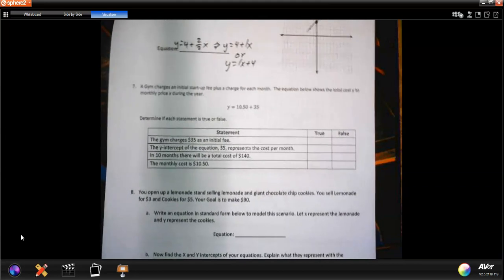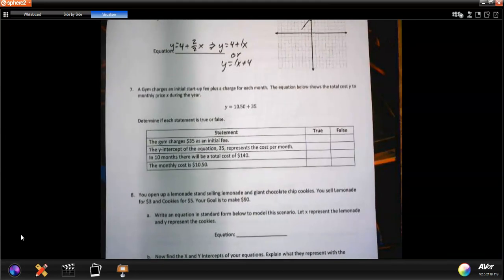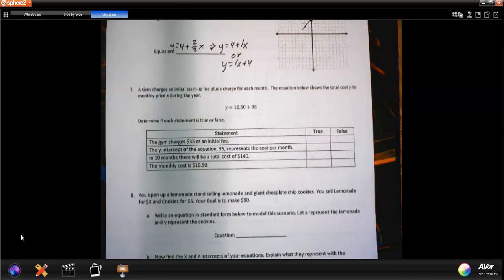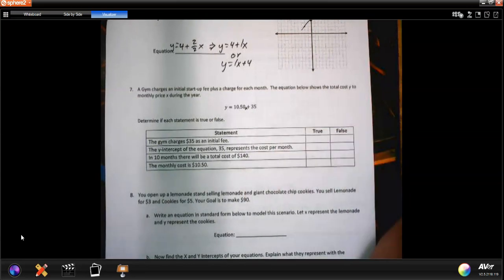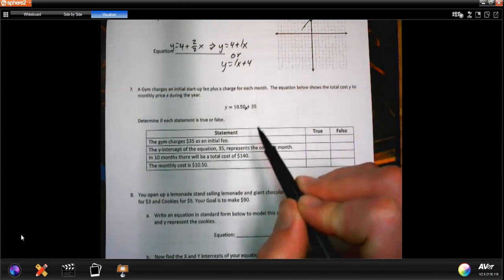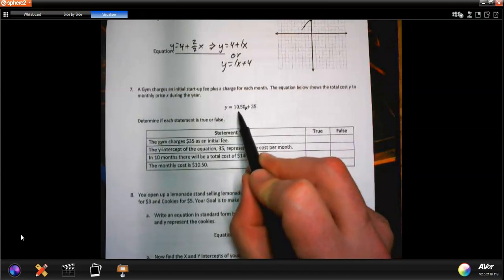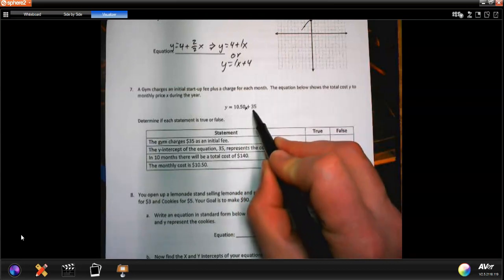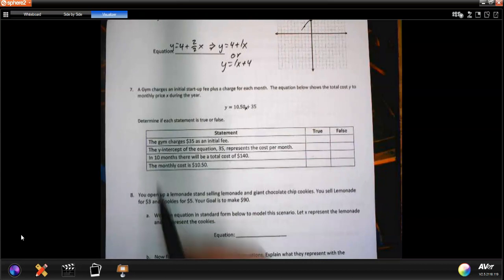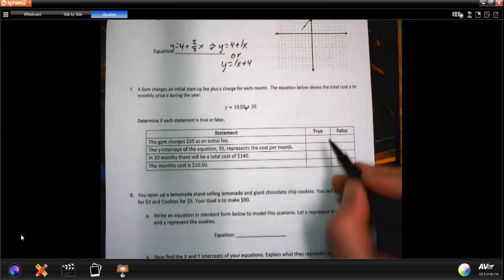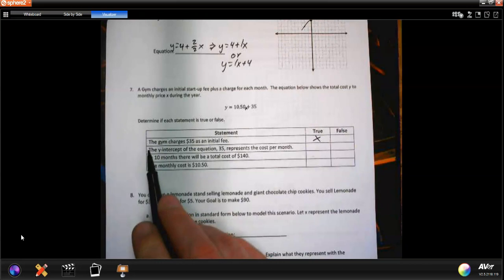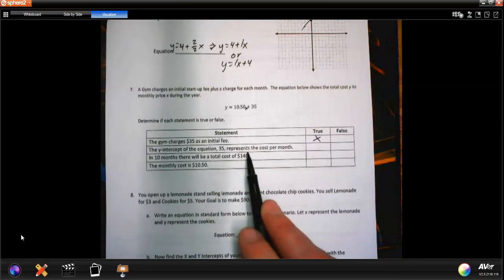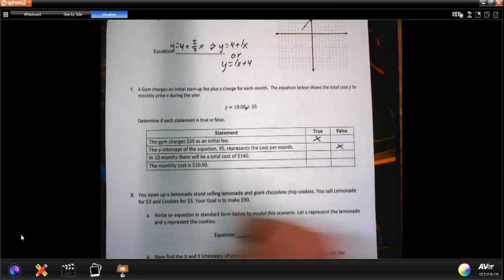Okay. The gym charges an initial startup fee plus a charge for each month. The equation below shows the total cost y to the monthly price x during the year. So y equals $10.50x plus 35. That means it charges $35 to start, and it's $10.50 a month. So the gym charges $35 as its initial fee? Yes. The y-intercept of the equation, 35, represents how much it costs per month? Nope, it's not 35 per month, it's $10.50.